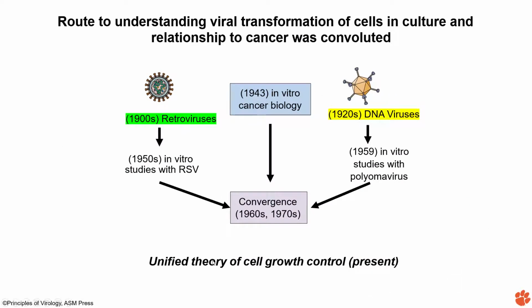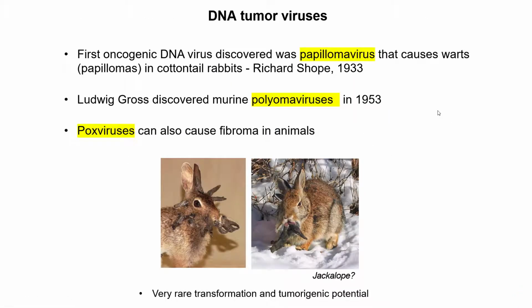So now that's all about your retroviruses. Now let's take a look at the 1920s, the DNA viruses. The first oncogenic DNA virus was a papillomavirus that caused papillomas in cottontail rabbits, and Richard Shope discovered that in 1933.